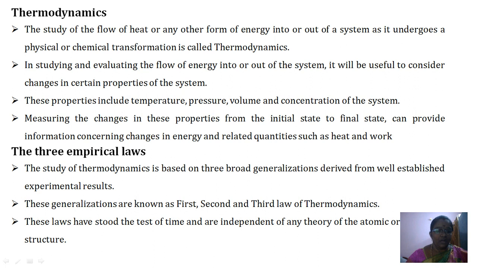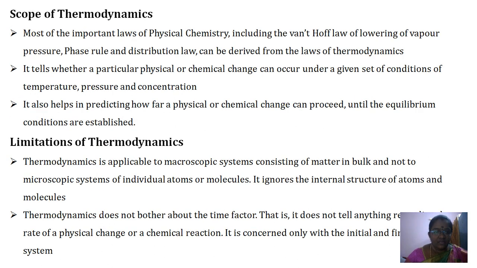There are three empirical laws in thermodynamics. The study of thermodynamics is based on three broad generalizations derived from well-established experimental results. These generalizations are known as the first, second and third law of thermodynamics. These laws have stood the test of time and are independent of any theory of atomic and molecular structure. The scope of thermodynamics is that most of the important laws of physical chemistry, including the law of lowering of vapor pressure, phase rule, and distribution law, can be derived from the laws of thermodynamics.